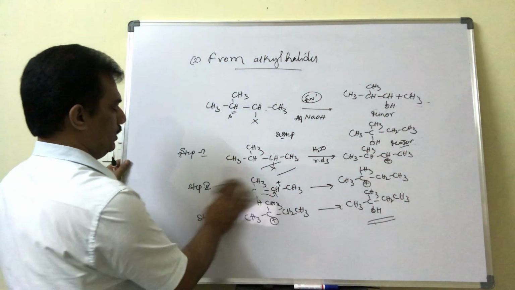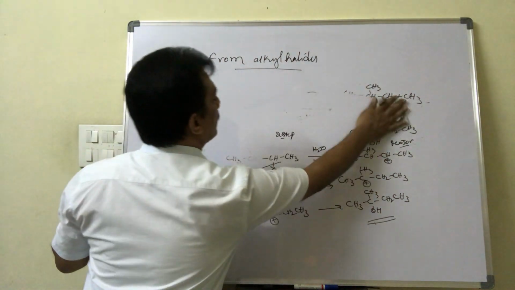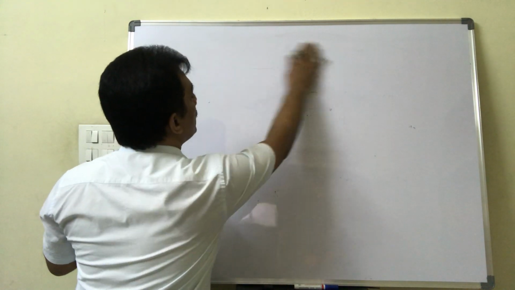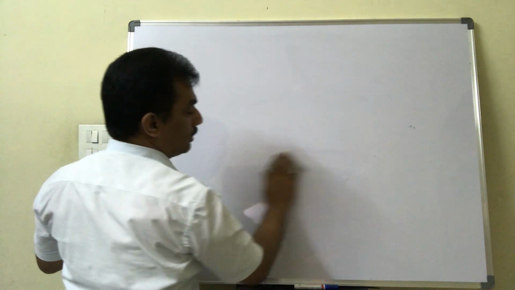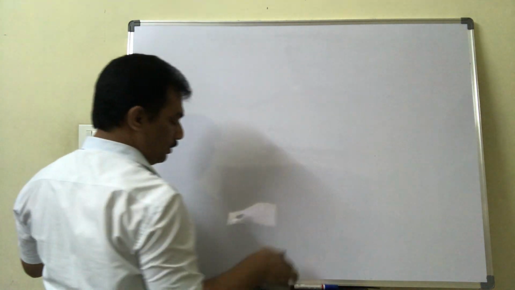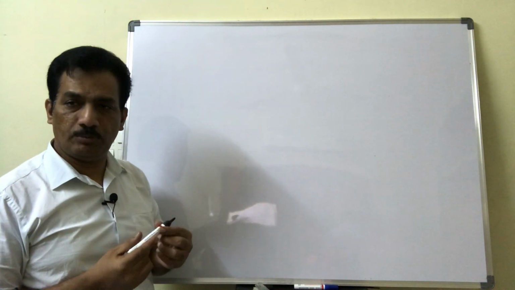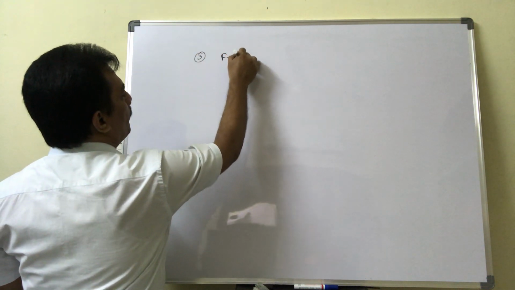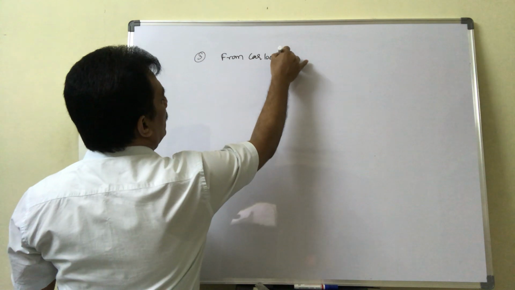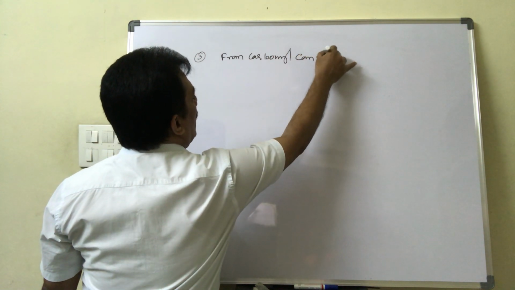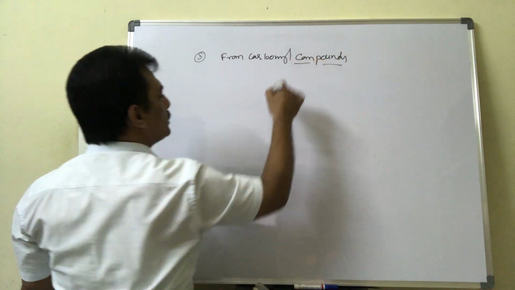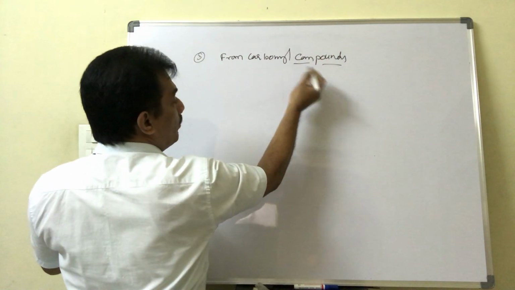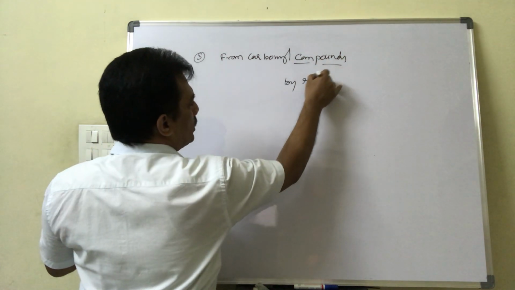Clear? And now we have to move to the next method of preparation of alcohols. It is nothing but from carbonyl compounds. Just observe, when alcohols and alkyl halides are compared, both are equally oxidized. That's why we are expecting substitutions. But now coming to carbonyl compounds, as carbonyl compounds are more oxidized than alcohols, from these carbonyl compounds alcohols can be prepared by reduction reactions.